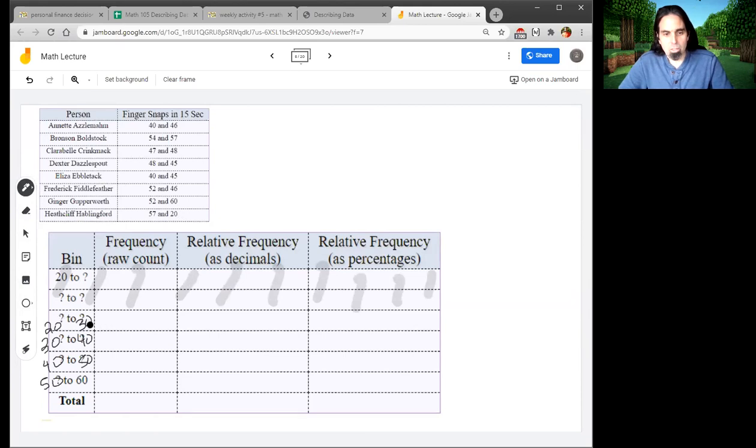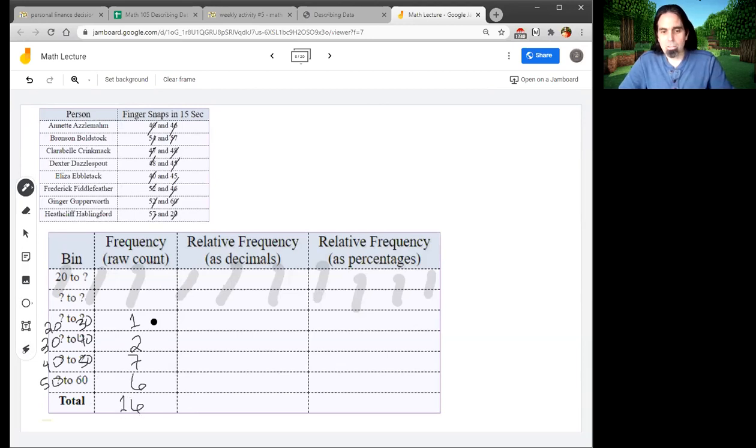So how many are in the 20 to 30 range? Just 1 it looks like, right? How many are in the 30 to 40 range? 1, 2. How many are in the 40 to 50 range? 1, 2, 3, 4, 5, 6, 7. And then how many are 50 to 60? 1, 2, 3, 4, 5, 6. So our total is 16.